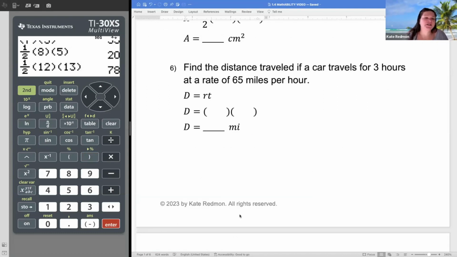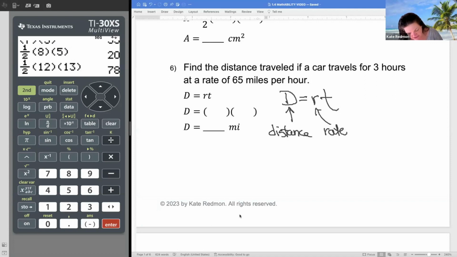Sweet. Okay, number 6 says, find the distance traveled if a car travels for 3 hours at a rate of 65 miles per hour. Now, geometry, those shape formulas are not the only ones on the formula sheet. If you go down to the bottom, you will find the distance formula. So distance formula, sometimes I call it the dirt formula. Nobody else does that I know of, but I do. But the D, of course, stands for distance, to find distance. The R stands for rate.